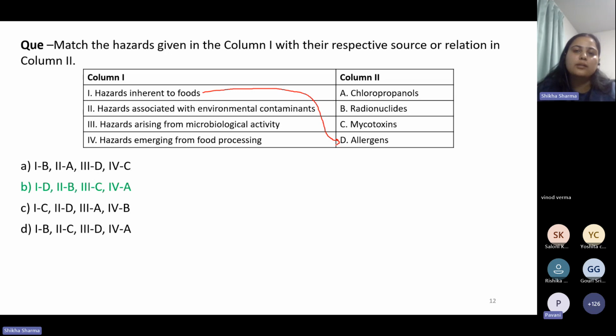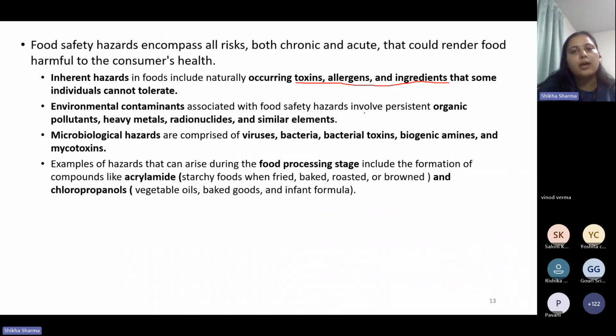There is this warning written that there is a peanut in this. So some people are allergic to peanut. That means the peanut has those kinds of proteins inherent to it, so it causes allergy to human beings, to some of the individuals who are not able to digest them. And the second is the hazard which is produced from the environment.